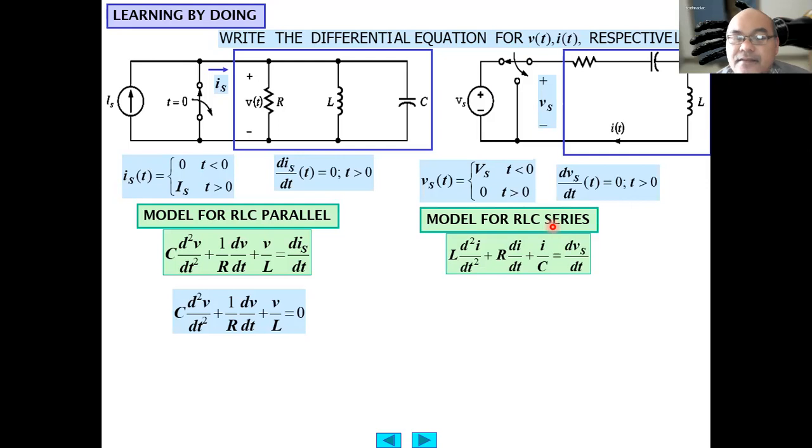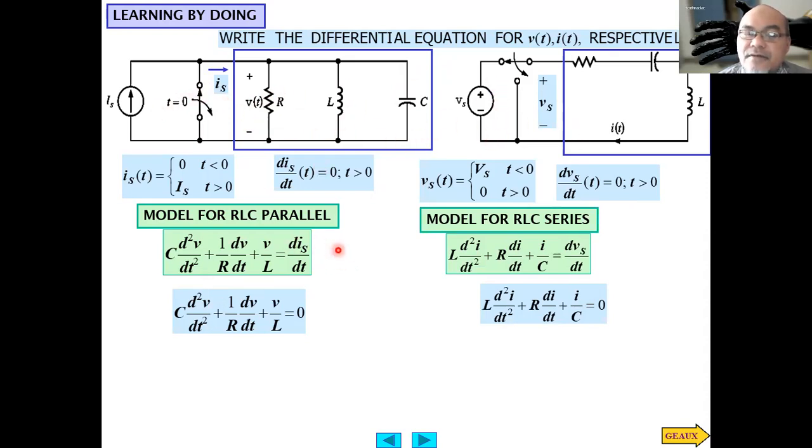So at t larger than 0, since here Vs is 0, it means dVs/dt will also be 0. So this equation can be further simplified into L d²i/dt² + R di/dt + i/C = 0. So this is how we derive the differential equation, considering the switching condition at t equals 0.